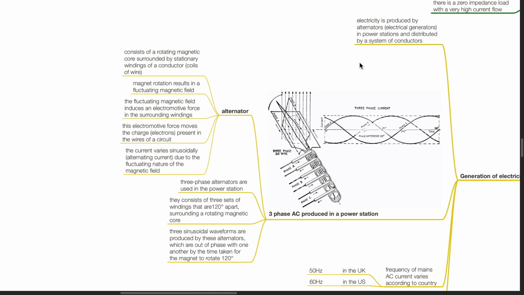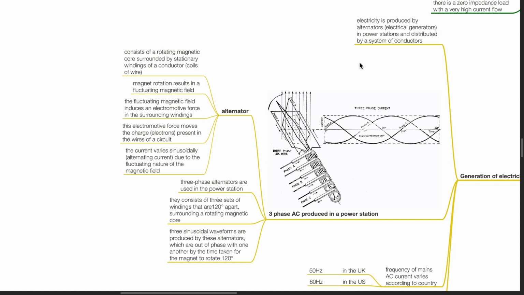Magnet rotation results in a fluctuating magnetic field. The fluctuating magnetic field induces an electromotive force in the surrounding windings. This electromotive force moves the charge present in the wires of a circuit. The electric current varies sinusoidally, also known as alternating current, due to the fluctuating nature of the magnetic field.